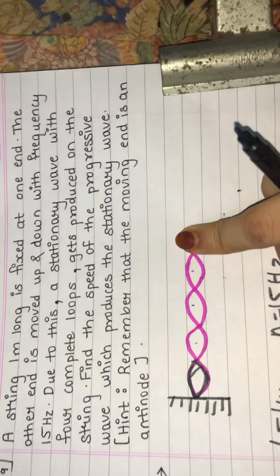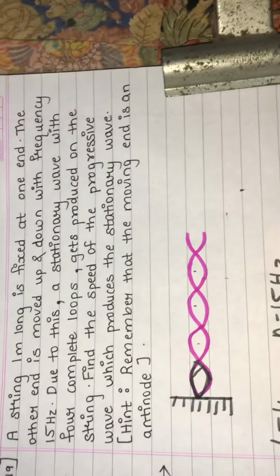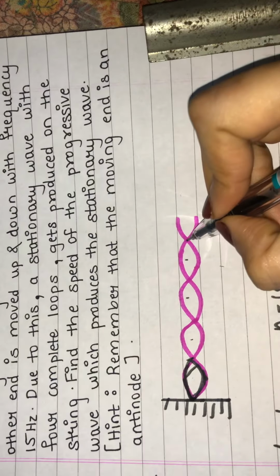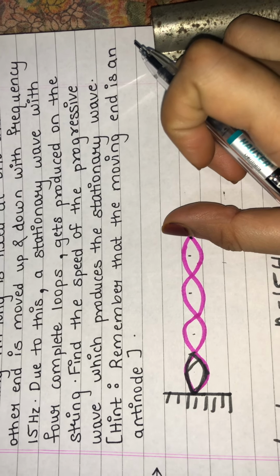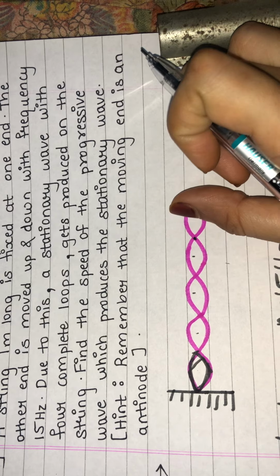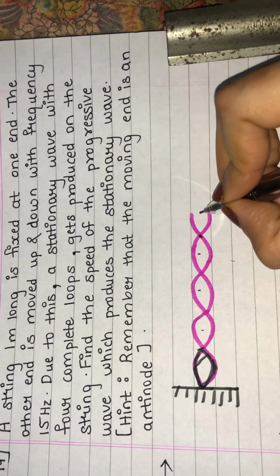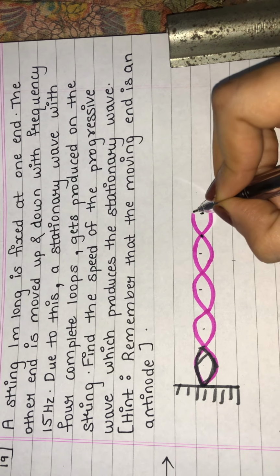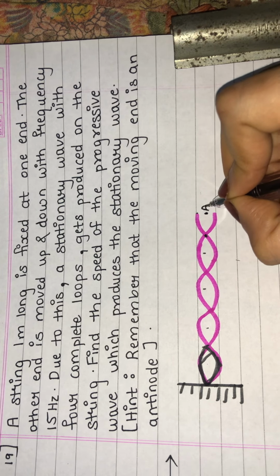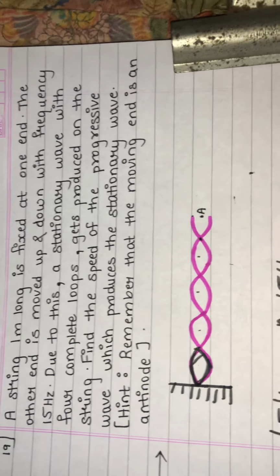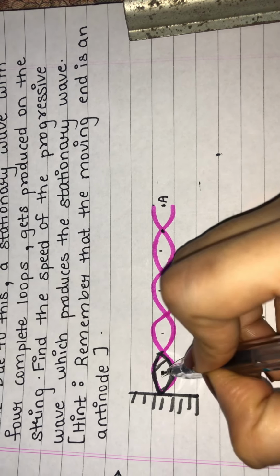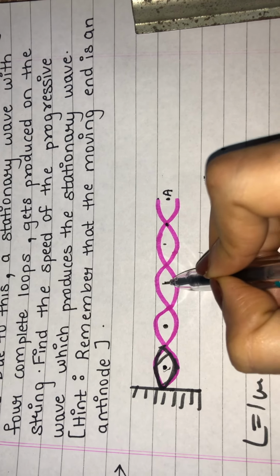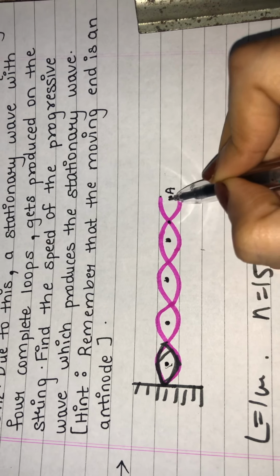If I consider till here, then it would be a node. So I'll increase it and say the open end, the end from where I am moving the string, there I have obtained an antinode. So now if we see how many antinodes we have, 1, 2, 3, 4 and 5.